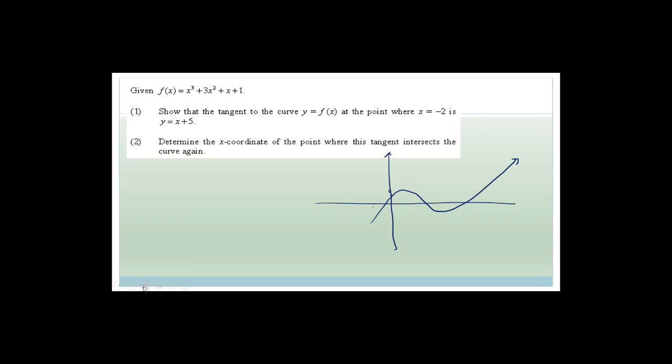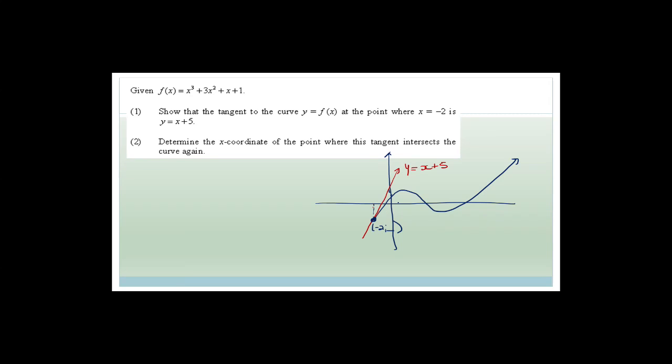And what they're saying is that they want us to show that the tangent at minus 2 goes through something like that. That is more or less a tangent, and it would have an equation of y is equal to x plus 5. So the first thing we need to do is find out what that point is. We know that the x value is minus 2. We need to find the y value.